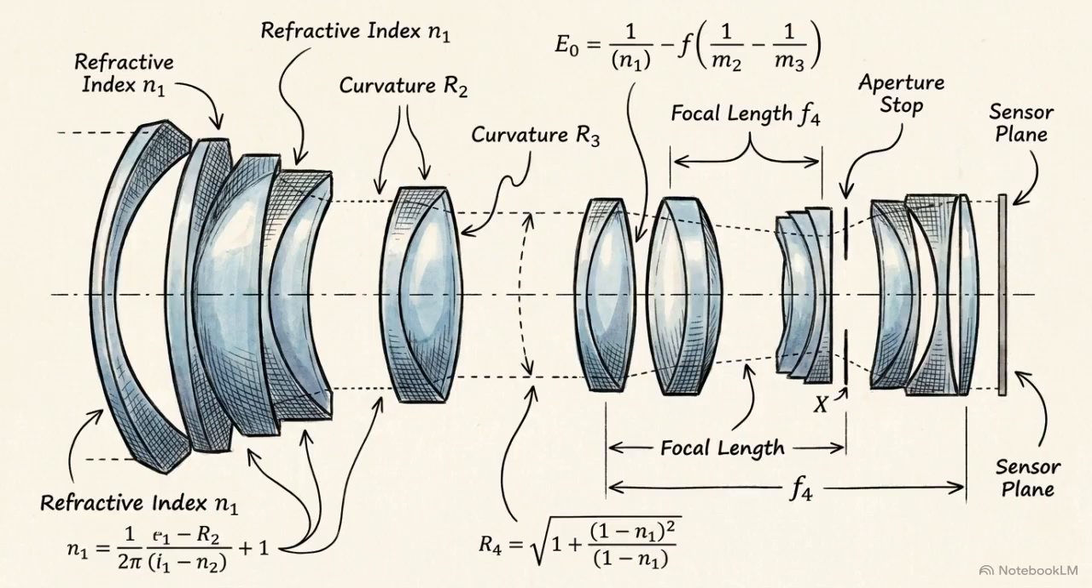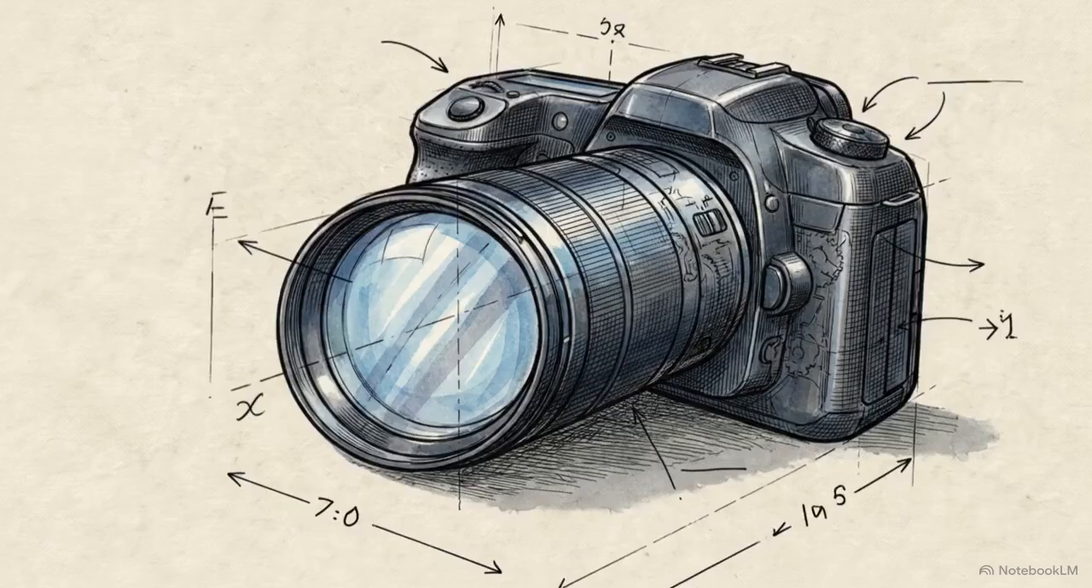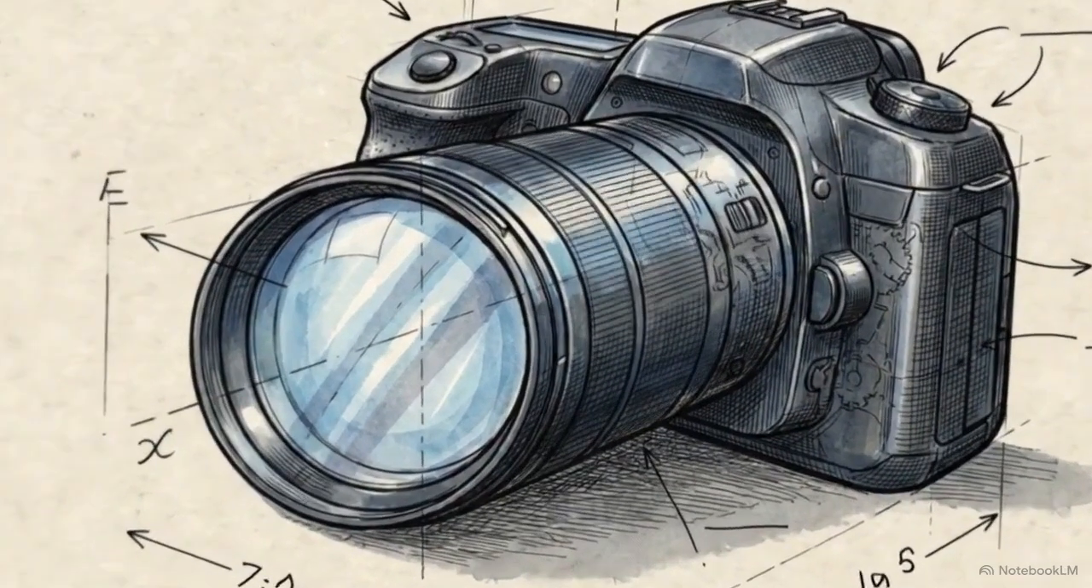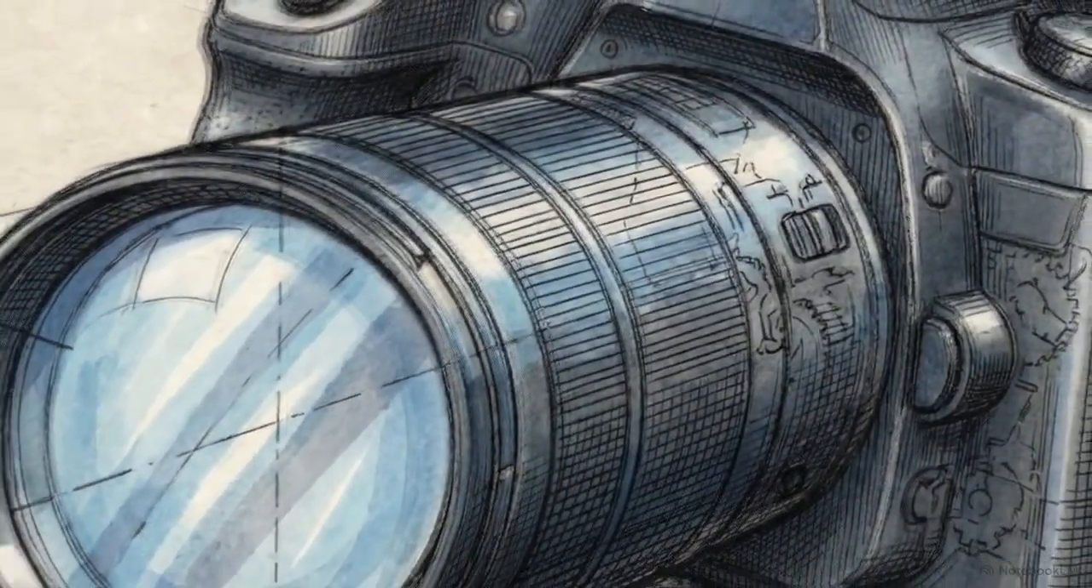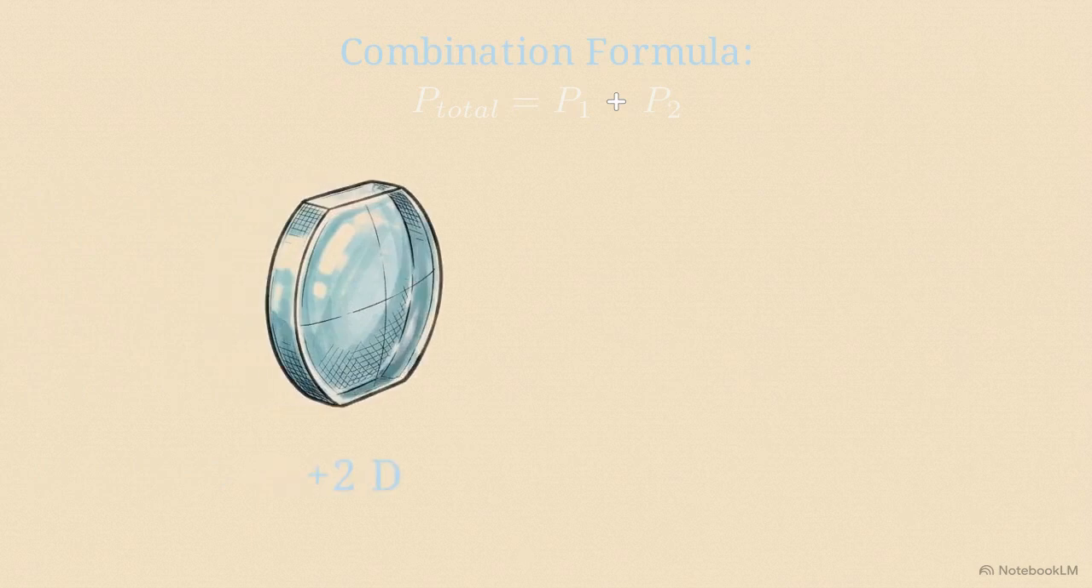Once you calculate the power of a single lens, you can predict how multiple pieces of glass will behave when stacked together. Modern cameras rarely use a single lens. Instead, they utilize a series of glass elements working in tandem. To find the total power of a stack, we use the combination formula. P total equals P1 plus P2.